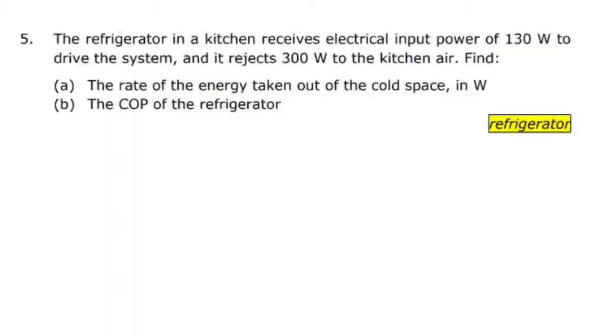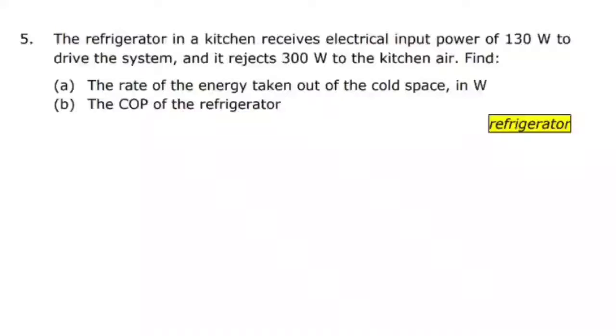Question 5. The refrigerator in a kitchen receives electrical input power of 130 watt to drive the system and it rejects 300 watt to the kitchen air. Find the rate of the energy taken out of the cool space in watt and the COP of the refrigerator.